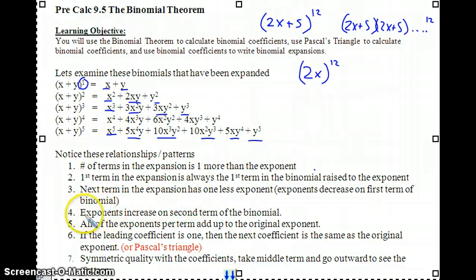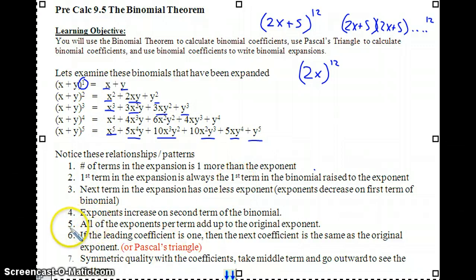On the other hand, the next step says the exponents increase on the second term of the binomial. So if we're looking at the y values, notice that you have no y's in the first term, but my second term will have 1 y, then 2 y's, 3 y's, 4 y's, and 5 y's. So whatever this term is, we start off with the highest exponent and work our way down. This term starts off with none in the first term, and then it builds its way all the way up to 5.